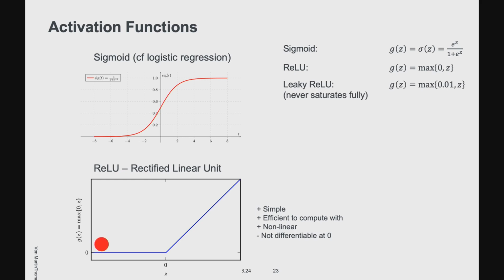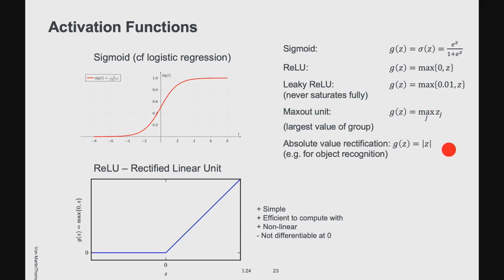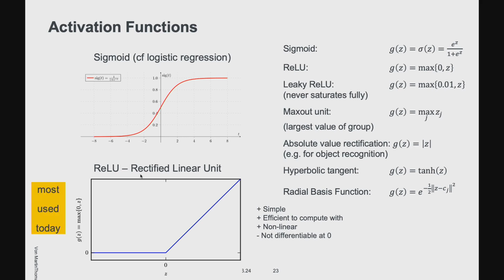There are variations like leaky ReLU, which always has some value like 0.01, for example, and never saturates fully. Or you take another nonlinear function, which is just the maximum of several inputs. Or you take just the absolute value. The absolute value of some input is also a nonlinear function. Or that's how people started in the 80s. They used tangens hyperbolicus, which has a shape which is a little bit like the sigmoid, but between -1 and 1, if I remember correctly. Radial basis function, which we have used also with linear regression, for example, is yet another one that you could possibly use.